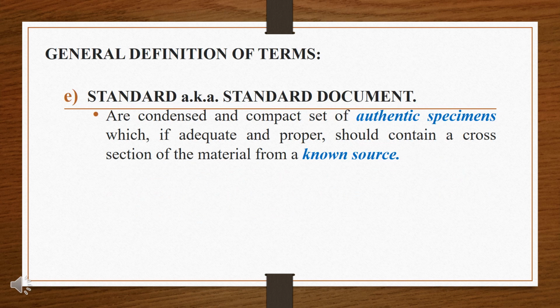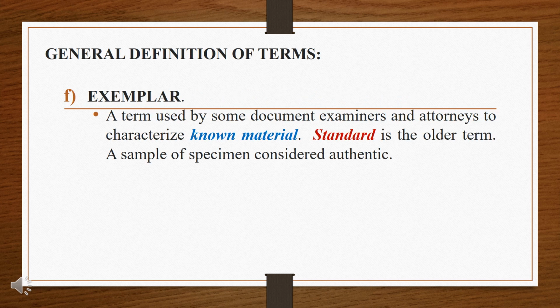Standard, also known as standard document: a condensed and compact set of authentic specimens which, if adequate and proper, should contain a cross-section of the material from a known source. Exemplar: a term used by some document examiners and attorneys to characterize known material. Standard is the older term. A sample or specimen considered authentic.